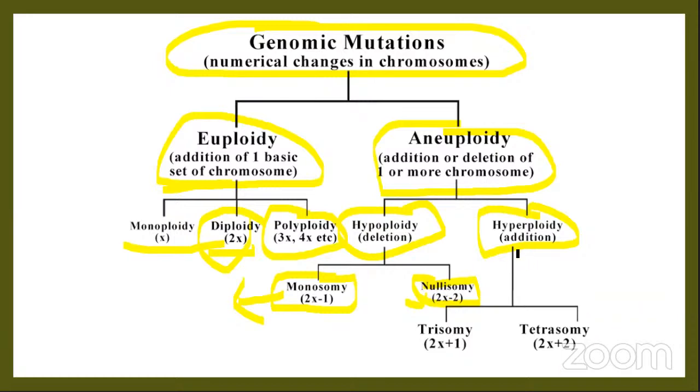Next, hyperploidy. That means the addition of chromosomes. Just now we discussed deletion. Whenever one chromosome is added, that becomes the condition of trisomy, where the state will be 2x plus 1. In this condition, the chromosome number will be 47. And next, tetrasomy. The name itself says two chromosomes are added along with the healthy chromosome set. This is about the genomic mutations under the numerical changes.